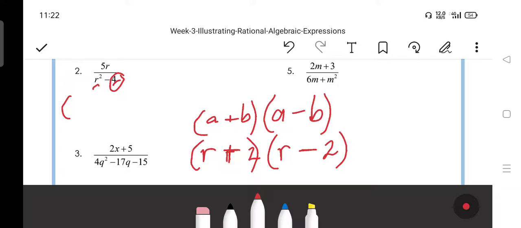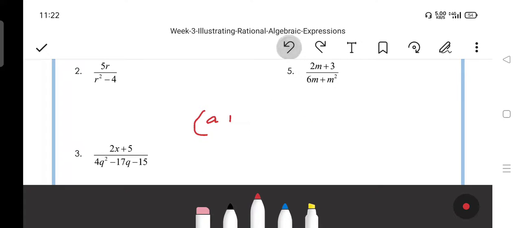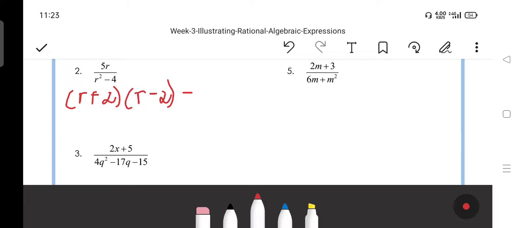So again, after factoring the denominator, equate the denominator to 0. So we have r plus 2 times the quantity r minus 2 equals 0. Wait, let's erase. We only have limited working area. Okay, so we have here r plus 2 times the quantity r minus 2 is equal to 0.